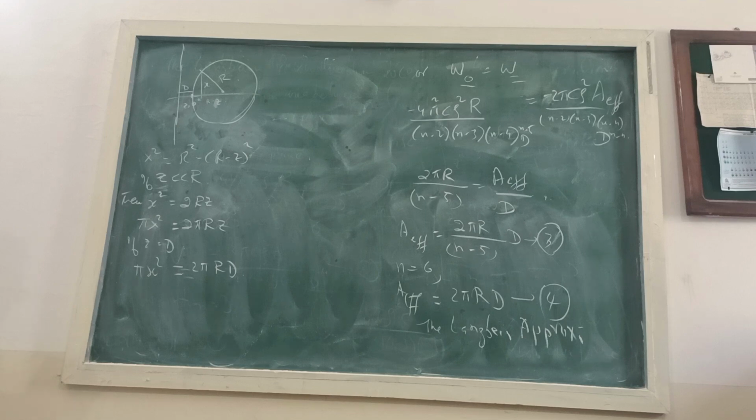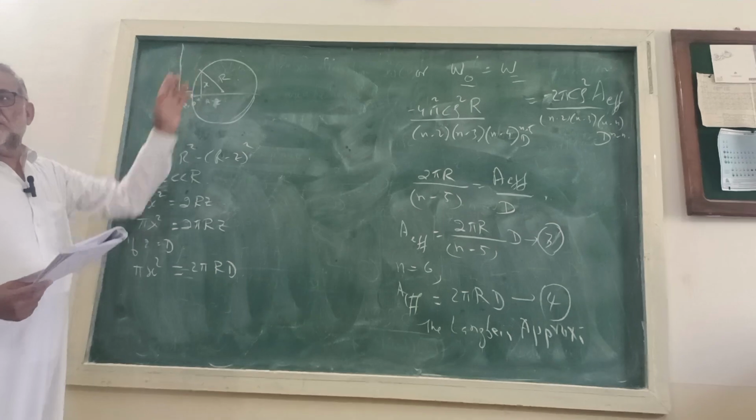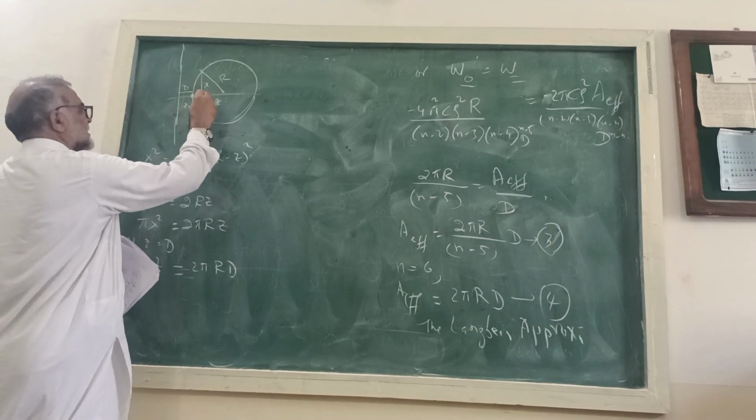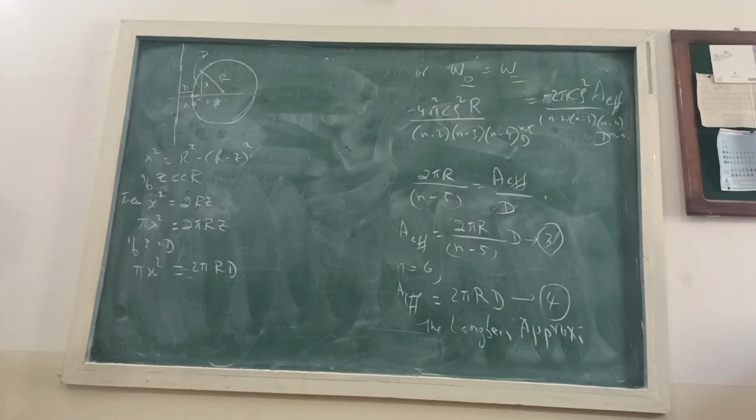So this is the effective area for interaction between a sphere and a plane surface. That effective area is actually the area of a disk such that z is equal to D, which is the separation between them.